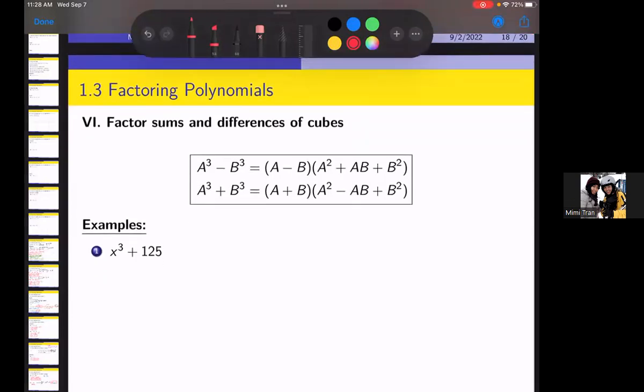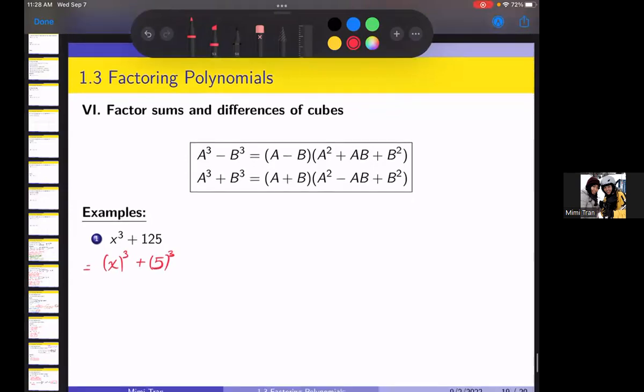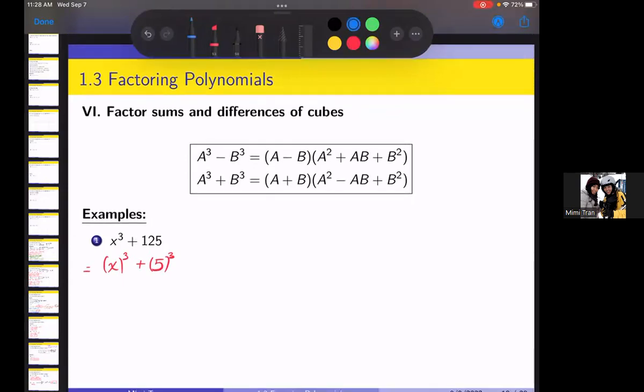So let me give you an example. For the first one, I'm going to rewrite it as x cubed plus 5 cubed. I always recommend you do this. If you want to be more careful, you can put parentheses around the number, especially if you have multiple factors like x, y, z. So what is your a? What's your b? A is x, B is 5.